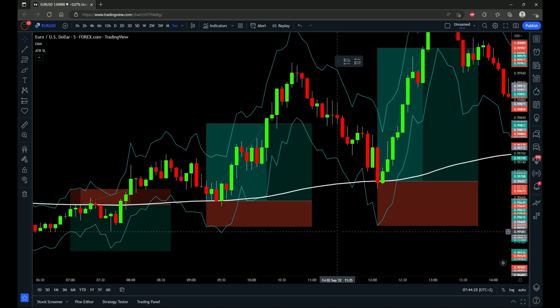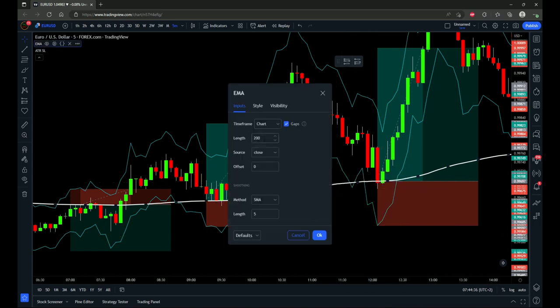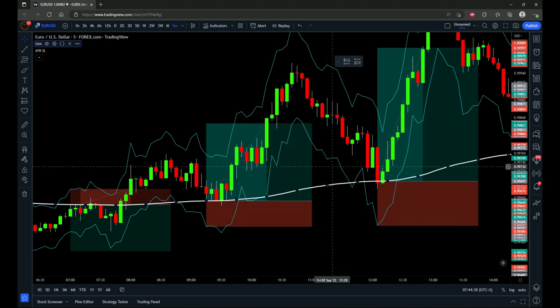But let's talk about this strategy and then test it 100 times and cover the results. So getting into this strategy, all you're going to need is the 200 period exponential moving average. So you can see right here, very simple, basic.